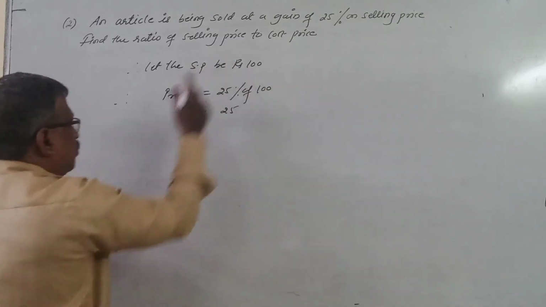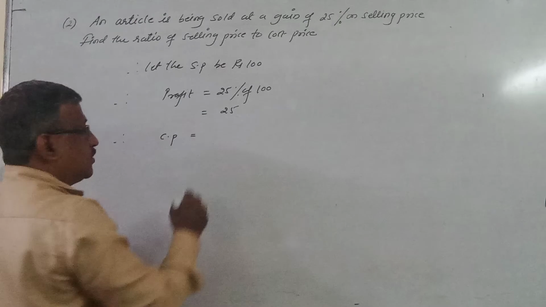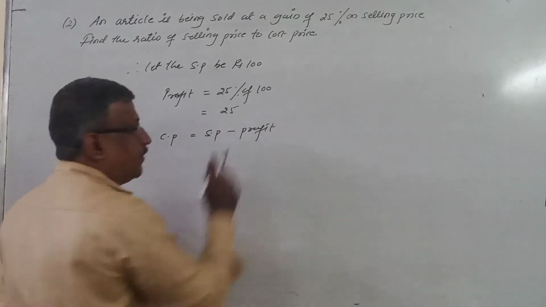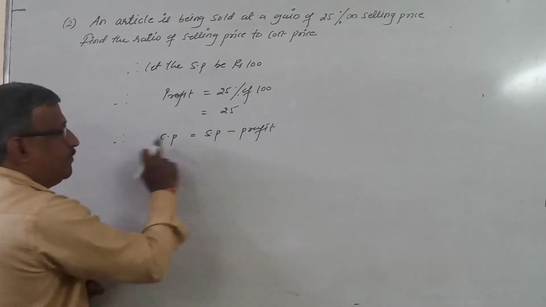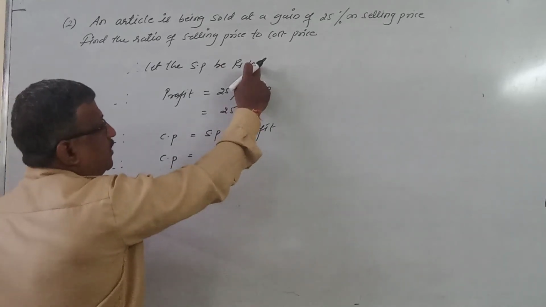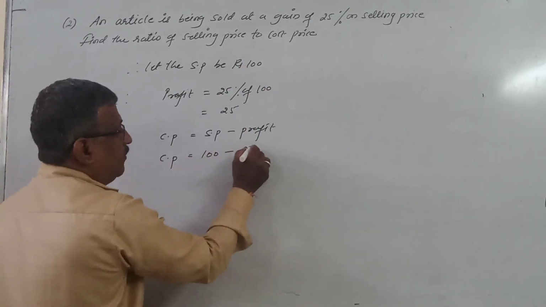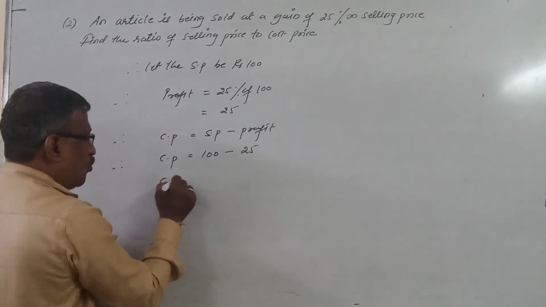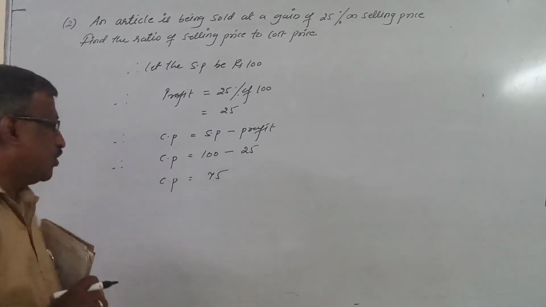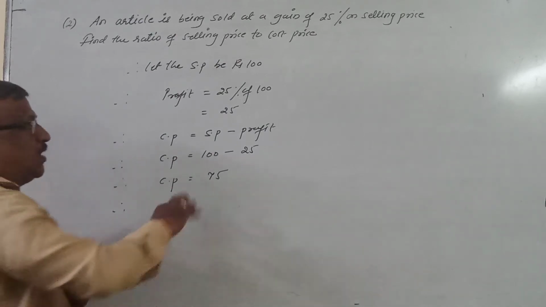So here selling price is known. Now what I want is the cost price. So how to calculate the cost price? To calculate the cost price from the selling price, you will have to minus the profit. From selling price, if you minus the profit, we get the cost price. So cost price is equal to selling price, which I have assumed 100, minus the 25 rupees profit it includes. So cost price will be 100 minus 25, which is 75 rupees. So your cost price comes to 75.